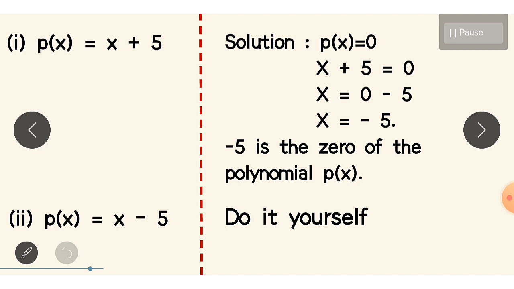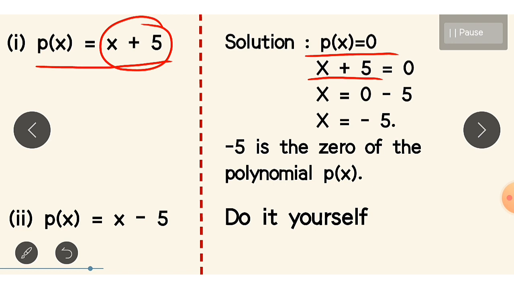Let us see the first problem. P of x equal to x plus 5, that is the polynomial given. They asked to find the zero of the polynomial. That means we have to equate this polynomial to zero. So I have taken p of x equal to 0. Now what is p of x? P of x means x plus 5, so I have replaced p of x with x plus 5.